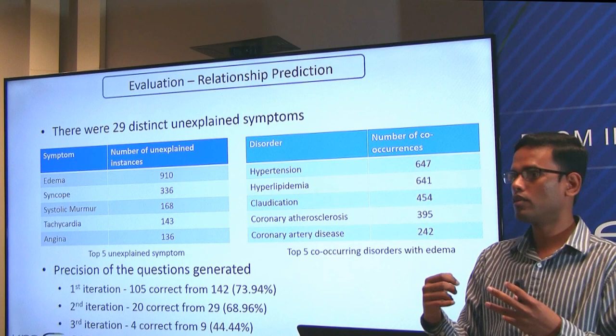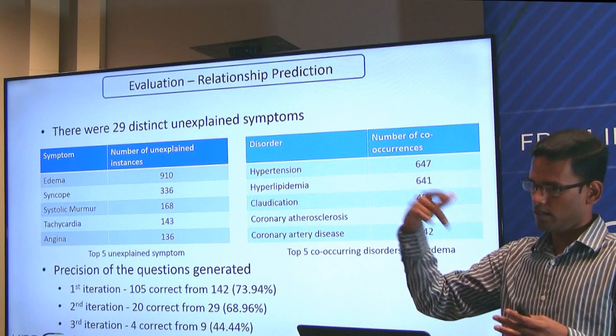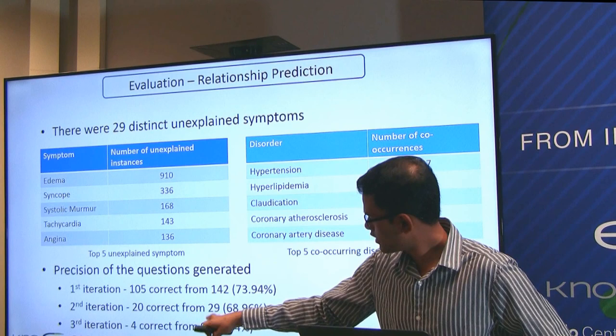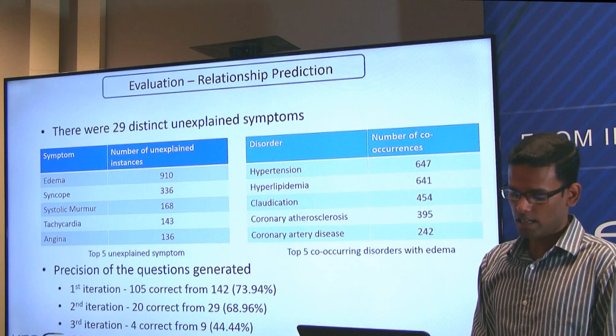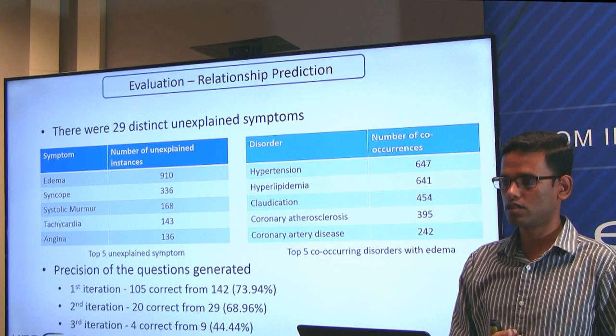And once you add more knowledge, we ran the same experiment again and asked the second set of questions. You can see there's a drastic difference between the number of questions generated from first to second, because the first itself gave me 105 relationships. The second iteration had about 29 questions and 20 were correct, and then we stopped at the third iteration because it was just not generating enough questions to ask, right?